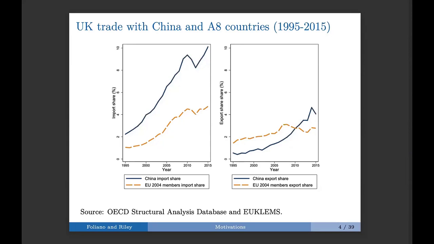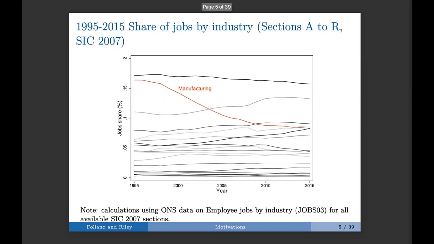Clearly, this increase in imports from these low-wage countries happened in a particular moment for the UK, in which the manufacturing sector shrunk. In particular, if we look at the same period, 1995 to 2015, we see that the share of jobs in manufacturing decreased from 16% to 7%, a great decrease that was not experienced by other industries in the UK over the same period.